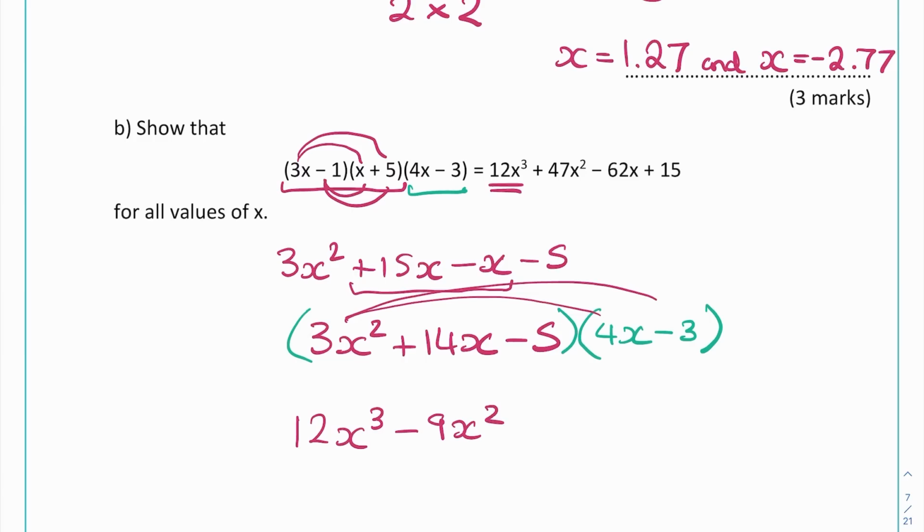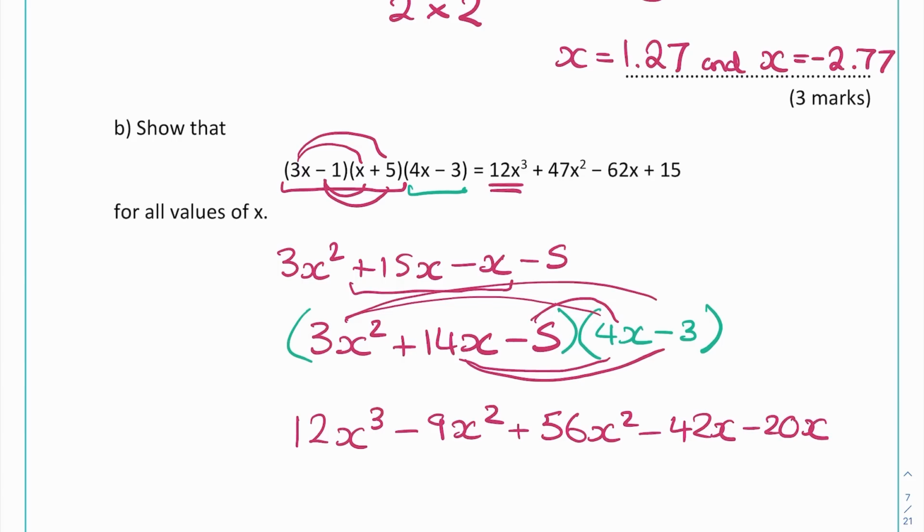Onto the 14x, 14 times 4, 56x squared, and then 14x times negative 3, we can use the calculator for this as well. 14 times 3 is 42, but minus 42x. We're now on to the negative 5. Negative 5 times 4x is going to be negative 20x, and negative 5 times negative 3 is plus 15. That's good because that matches the one in the question.